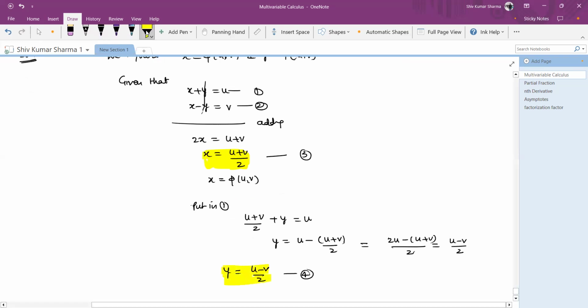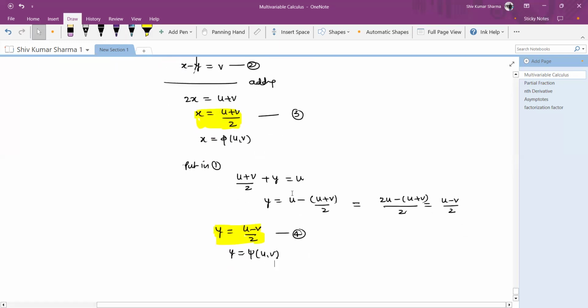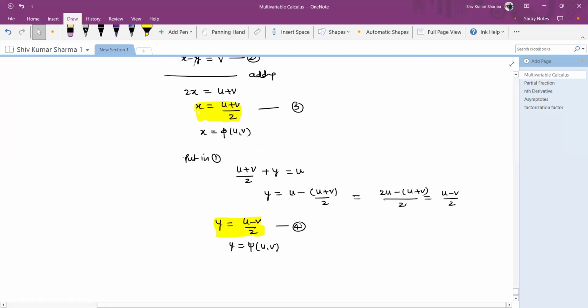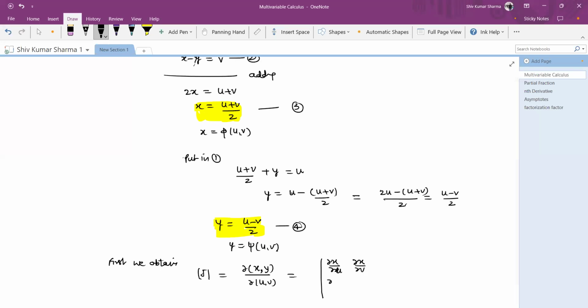So obviously we see that y is also a function of UV. Now after making x and y functions of UV, we obtain the Jacobian. So first we obtain the Jacobian of xy with respect to UV. We write down del x upon del u, del x upon del v, del y upon del u, and del y upon del v.